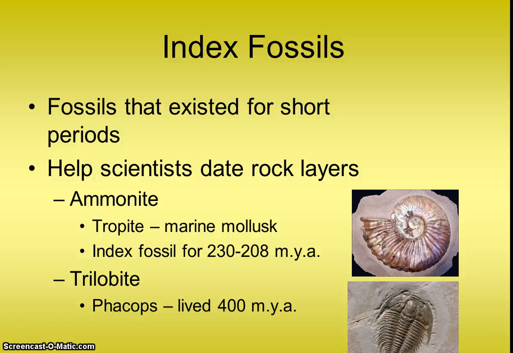So you have some examples of major index fossils that we use quite frequently. One of them is called an ammonite. We know that if we find an ammonite, anytime we uncover a rock layer with it, that rock layer is 208 to 230 million years old, because that's when the ammonite lived. The trilobite, again, lived 400 million years ago, so we know that if we uncover one in a rock layer somewhere, that rock layer has to be 400 million years old.